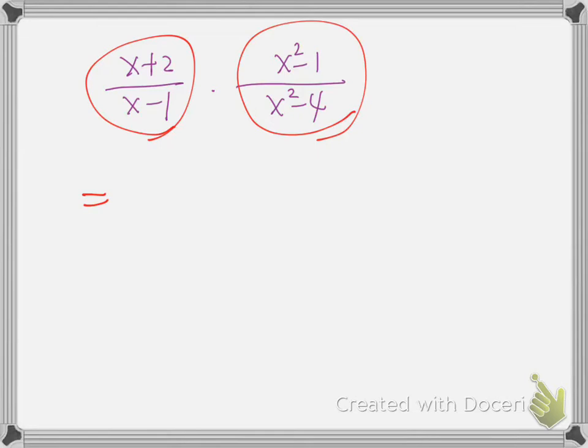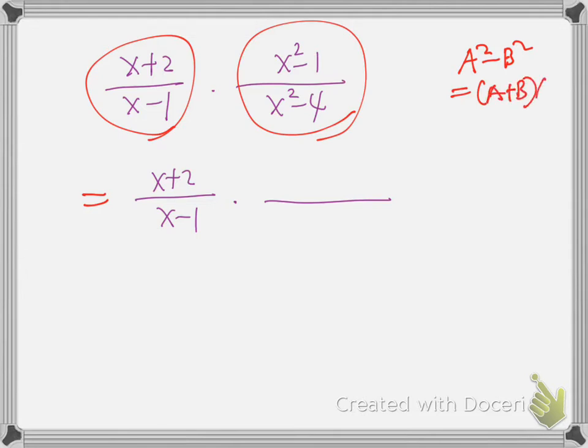We keep the first one, x plus 2 over x minus 1. For the numerator and denominator of the second fraction, we use the formula a plus b times a minus b. This is x squared minus 1, so a is x, b is 1. For x squared minus 4, a is x, b is 2, because 4 is b squared.